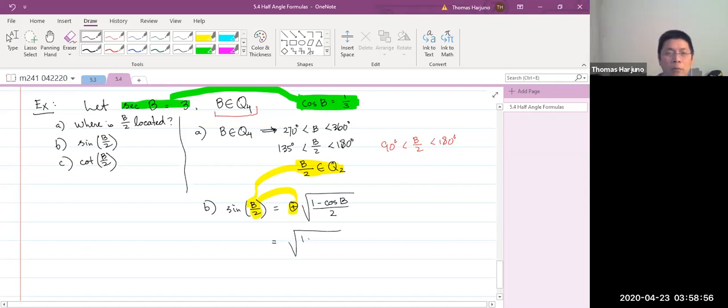This is 1 minus 1 over 3, over 2. 1 minus 1 over 3 is 2 over 3 divided by 2. That's square root of 1/3. That's 1 over square root of 3. Square root of 3 over 2.